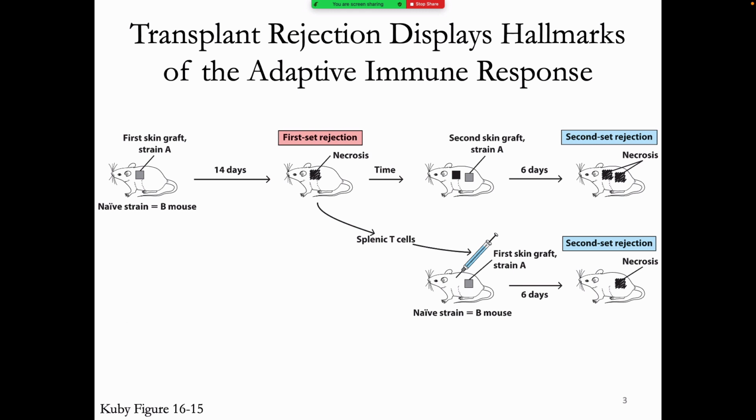If we then were to give that same mouse another skin graft of type A again, which is what you can see happening on the top here, so we're giving the mouse a second skin graft of type A, that second graft will again be rejected. And that rejection will happen more quickly. Now it might be happening in 6 days as opposed to 14 that happened before.